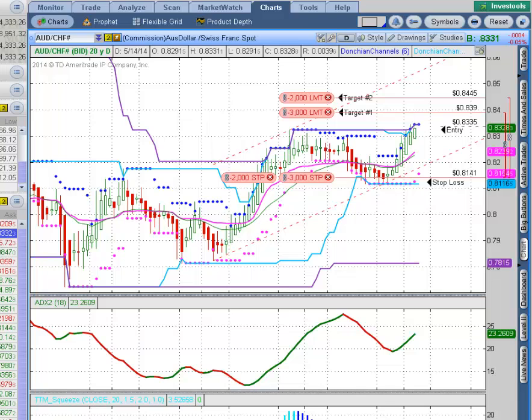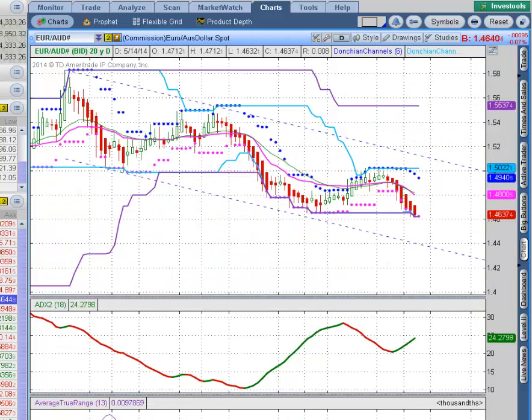Let's first look at the price chart of our newly opened trade on the Aussie dollar Swiss franc. We're long 5 micros at 0.8335. Target number 1 is 0.8390 and our stop loss is now at 0.8141.